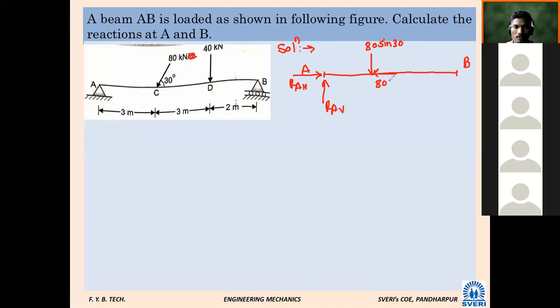So again this type of force here, 80 cos 30. Then this 40 as it is. So whatever that force, 40. And here one reaction, RB. So now very simple, same problem, nothing is there. Distances are 3, 3, 2. So here it is 3 meter, 3 meter, and here it is 2 meter. 3 plus 3, 6 plus 2, 8. 8 meter span is there for this beam.